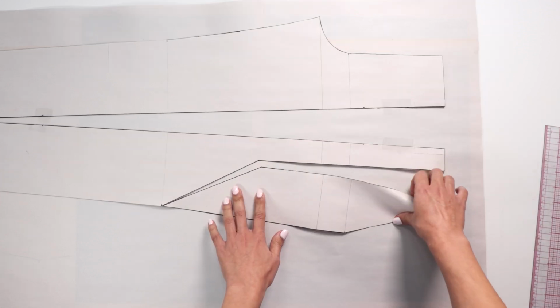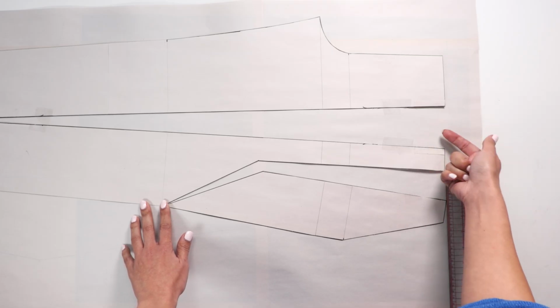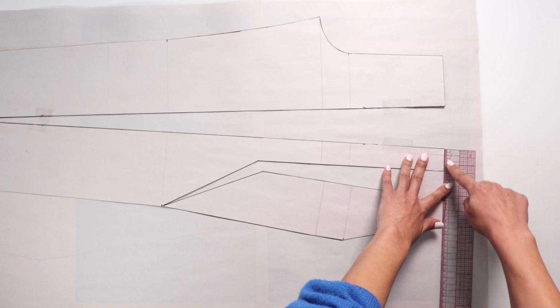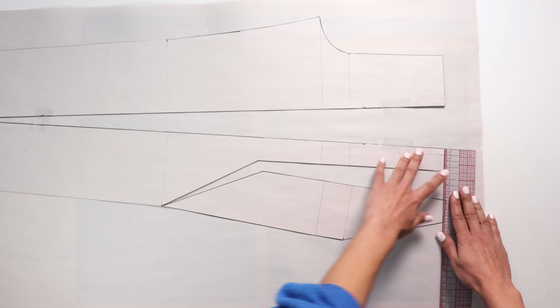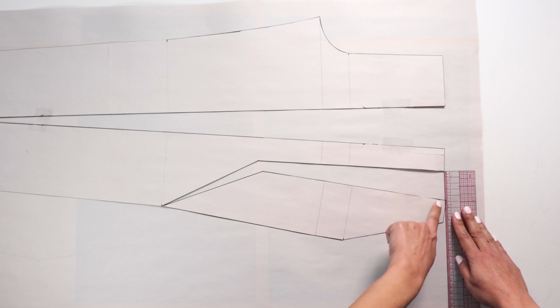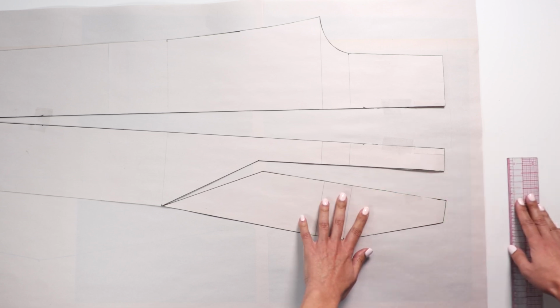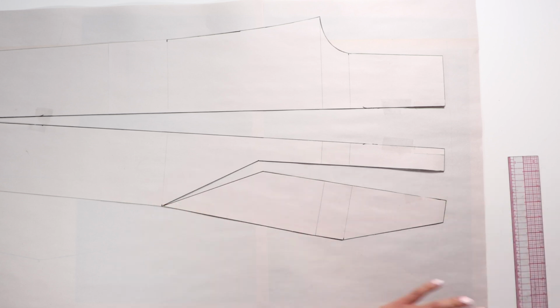For the second pleat, make sure the gap between the pieces is at most double the size of this distance. This is because when you fold the pleat, it shouldn't overlap with the first pleat. So for mine, this distance was 3 centimeters, so I made the gap 5 centimeters. So half of it will be 2.5, and it's less than 3.